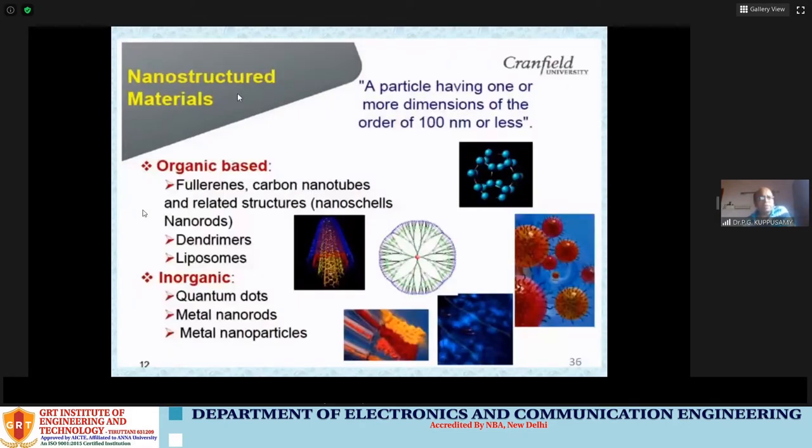Nanostructured materials are particles having one or more dimensions of the order of 100 nanometers or less. The dimension is very important. Which dimension are you going to design your systems in? This is based on organic and inorganic systems. What are the organic based structures? Fullerene, carbon nanotubes or related structures. Nowadays they are replacing the carbon nanotubes. In 2020, they were replacing the carbon nanotubes in order to analyze biosensor systems. Dendrimers, liposomes, organic systems, quantum dots, metal nanorods, metal nanoparticles. These are some systems used to construct your biosensor system, nanostructured materials.